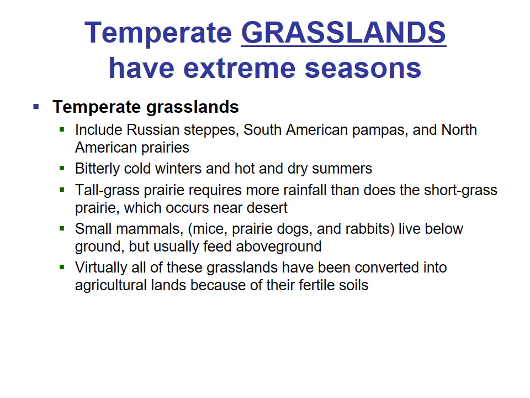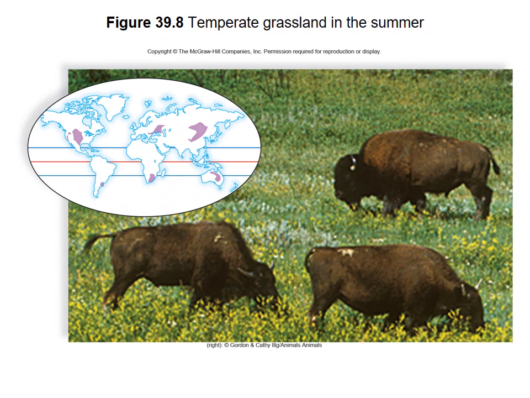We find that in a lot of places we have converted the grasslands into agricultural areas. The soil that is rich and plentiful for growing grasses is also ideal for doing agriculture. And this is showing you the temperate grassland again with lots of bison, 3 bison in this picture.